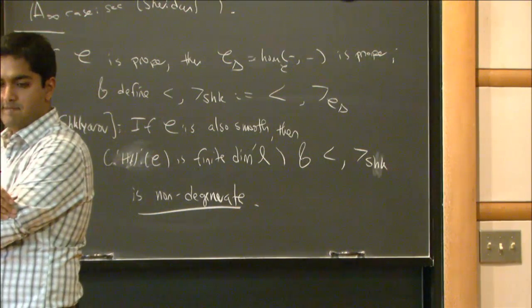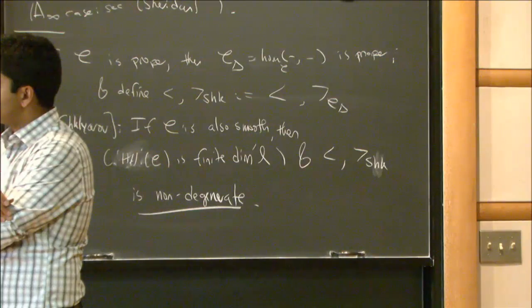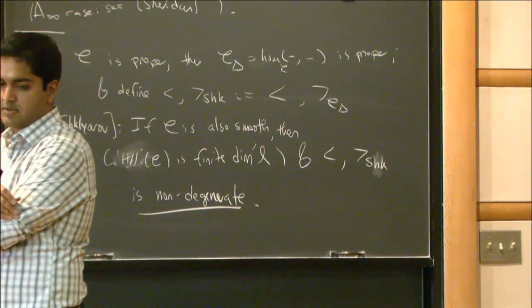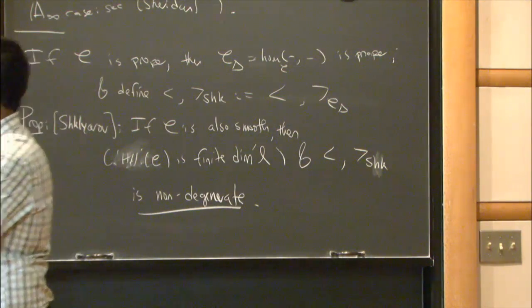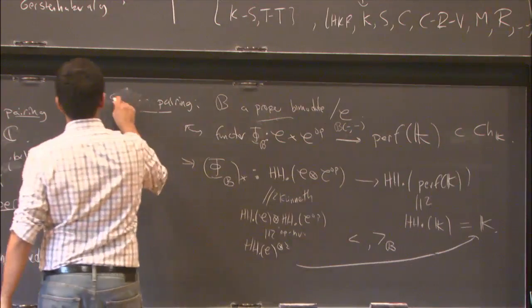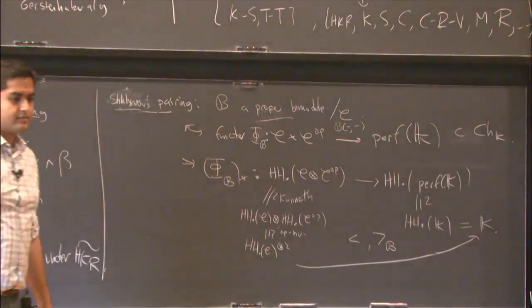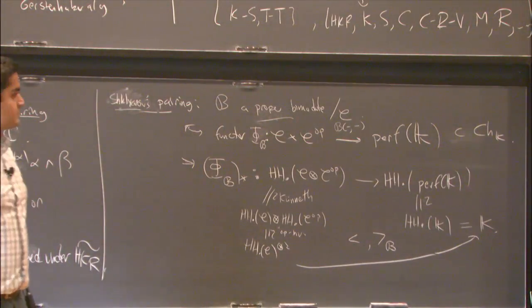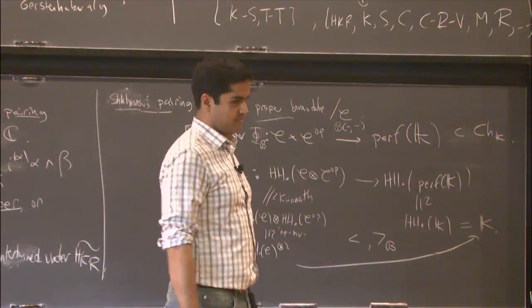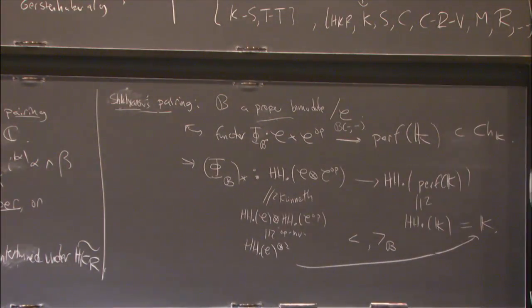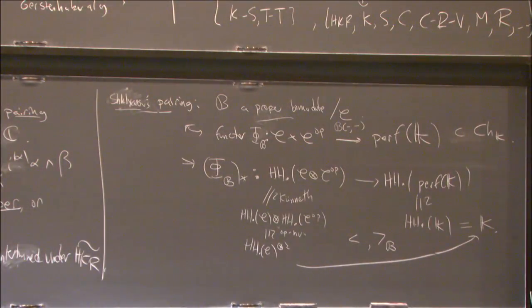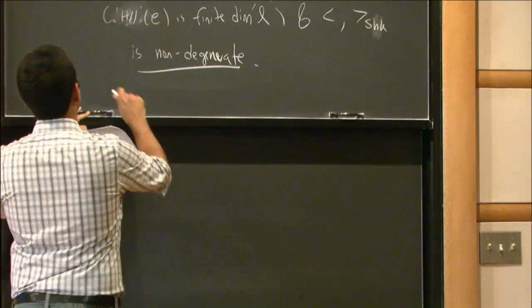Just to make sure, since here you talk about his pairing, and then you talk about the NC pairing. Sorry, this is Shklarov's pairing. So that pairing is introduced for a general proper bimodule, and then you make the specialization to define it for the category. That's right. Great, thanks.